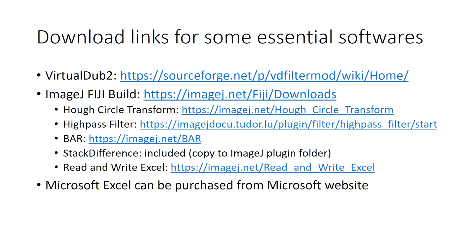So these are the download links for the essential software to use with this tool. The first one is VirtualDub2, then ImageJ-based, and the plugins that are necessary to use the macro. And the last one is Microsoft Excel, which can be purchased from the Microsoft website.